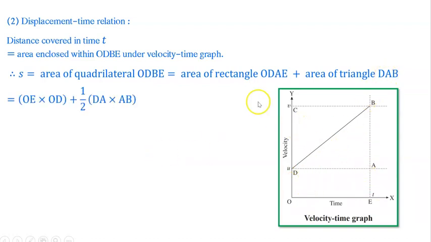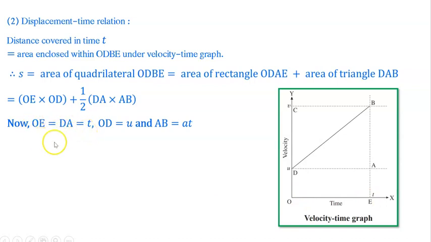But what about the area of rectangle? Length into breadth. But what is the length? Length is OE, and its breadth is DO or AE. Therefore, OE into OD, plus 1 upon 2 area of the triangle ABD, that is 1 upon 2 base into height, that is DA into AB. Now OE means what? O to E is equal to DA, and that's equal to t. This distance O to E is time, that is OE is equal to DA is equal to t.